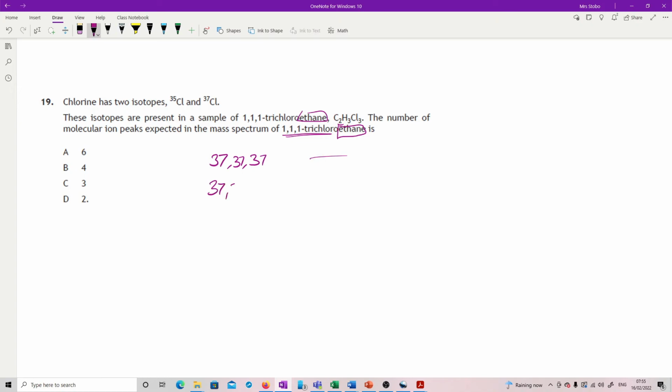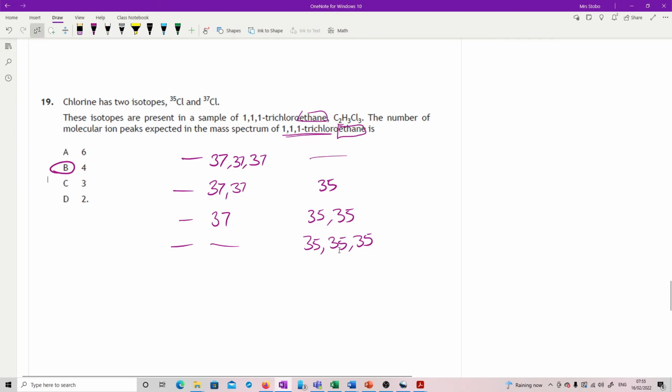Or I could have two 37s and one 35. Or I could have one 37 and two 35s. Or I could have no 37s at all and three 35s. This is all the possible combinations of chlorine. And it doesn't matter what order they're in, where they are exactly, because for a start, they're all on number one anyway. So really, these are the possibilities. So I have one, two, three, four different possibilities. So four different peaks are potentially there. It's a strange question.